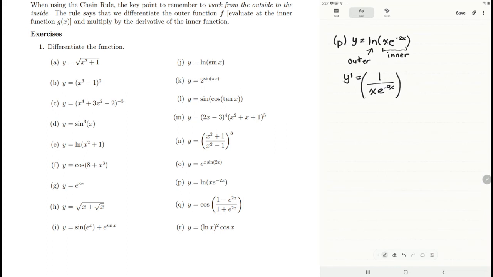And now the inner function, we need to apply a product rule. So we will call x as f, and e to the negative 2x is our g. So this will be 1 times e to the negative 2x plus x. And then we apply the chain rule for the derivative of g, which is e to the negative 2x times negative 2.